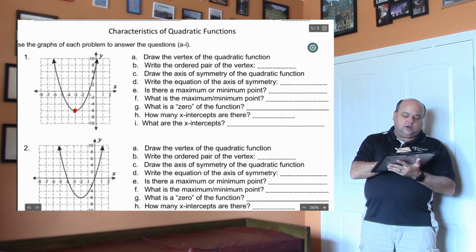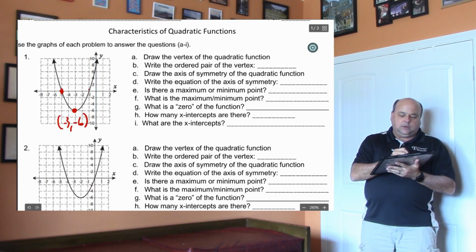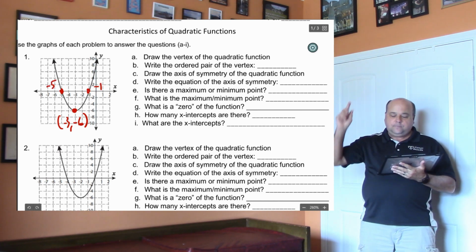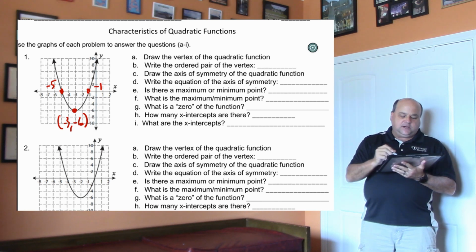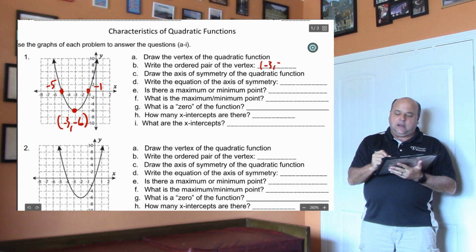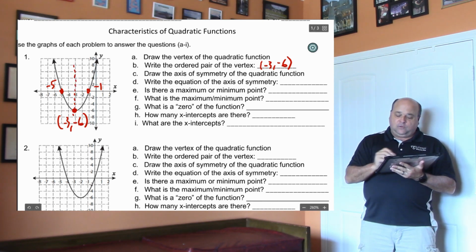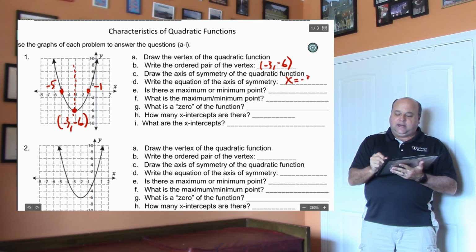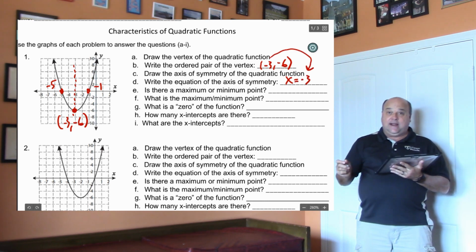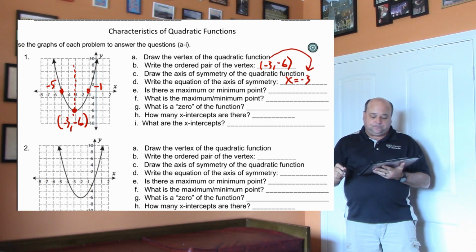Let's put a dot on the vertex and write down the ordered pair -3, -6. And then label your zeros. They're -5 and -1, aren't they? Okay, write the ordered pair of the vertex. It's going to be -3, -6. The axis of symmetry, draw it. It's going to be just like this. Write the equation. It's x equals -3. Remember, it's going to have the x in your vertex.